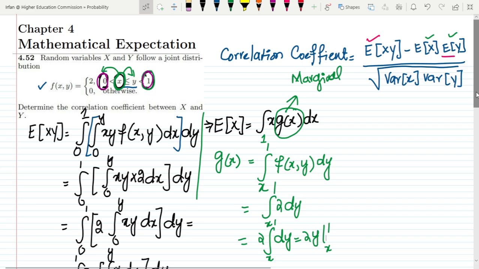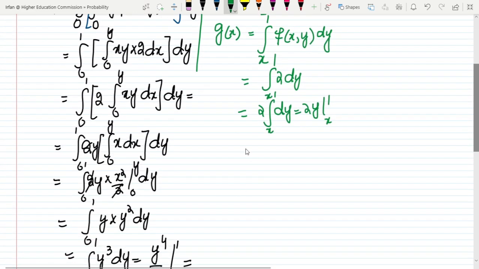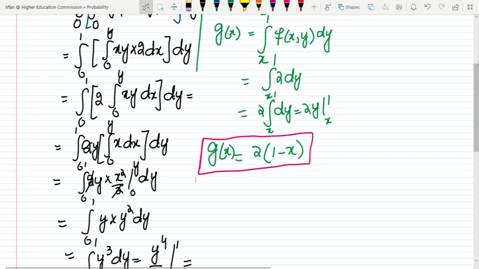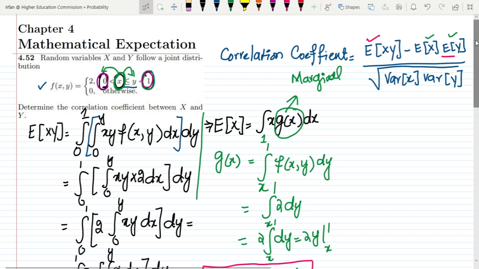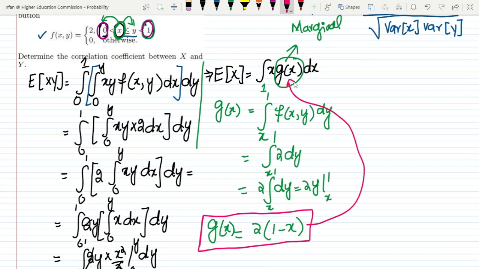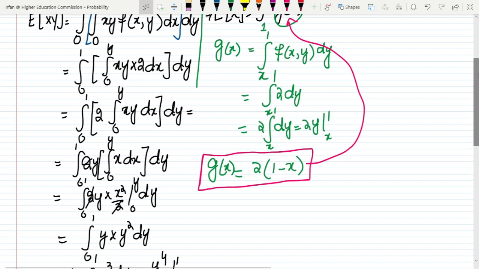Okay, so let me move down somehow, and here it would become 2(1 minus x). Okay, so this is for g of x. This is the value of g of x which we have found out. In order to find the value of E of x now, we have to put it here. Let me put it here and see what the answer will be.